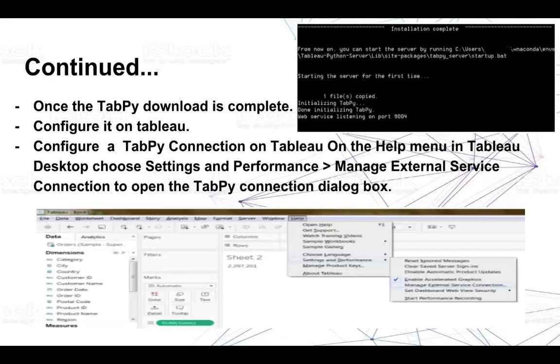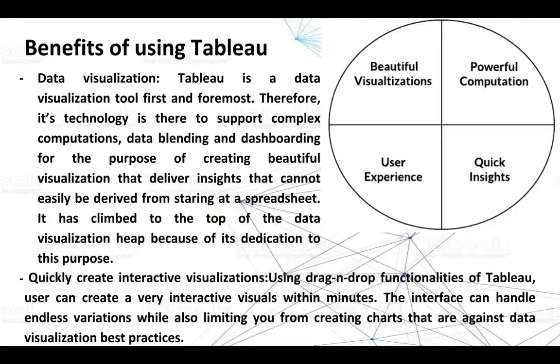So next, when you are proceeding with the installation steps, once the installation is completed, you could see the black screen which says that installation is completed. And to connect TabPy with Tableau, you have to configure it. You can configure the TabPy connection in Tableau through the Help menu in Tableau Desktop: choose Settings and Performance, go under Manage External Service Connection to open the TabPy connection dialog box, and enter the details over there.